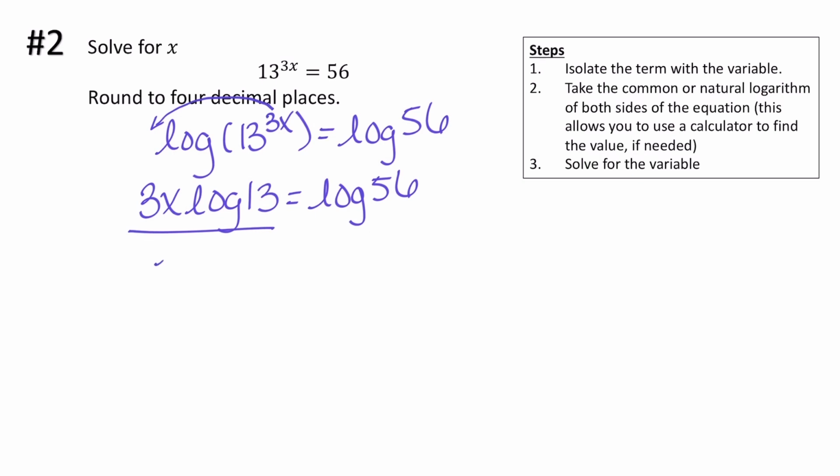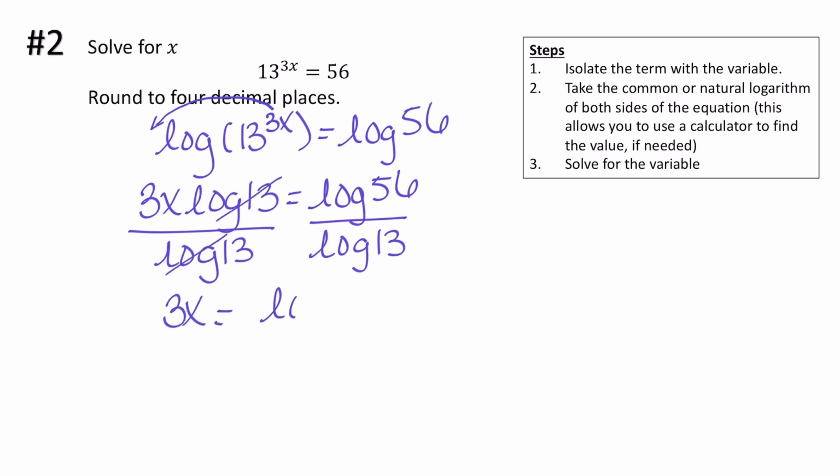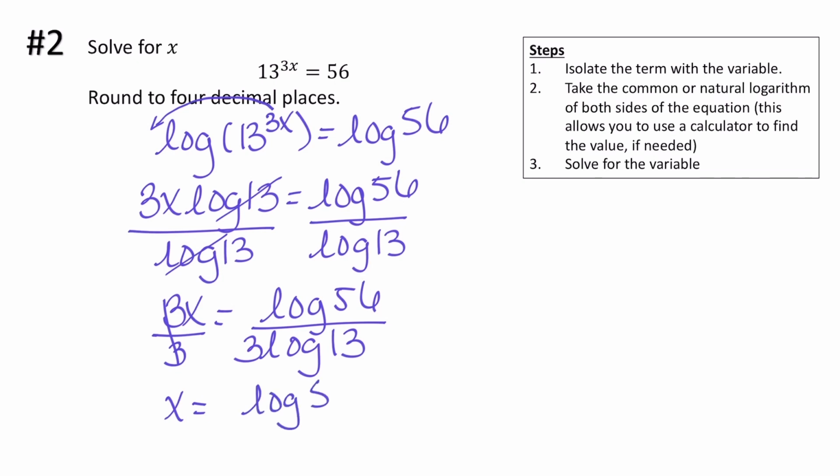Now I'm going to divide the log of 13 on both sides in order to work on getting x by itself. So when I do that, I get 3x equals the log of 56 divided by the log of 13. So now in order to solve for x, I need to divide both sides by 3. And so when I do that, I get x equals the log of 56 divided by 3 log of 13. So now if I was finding an exact answer, this would be my answer and I would be done, right?